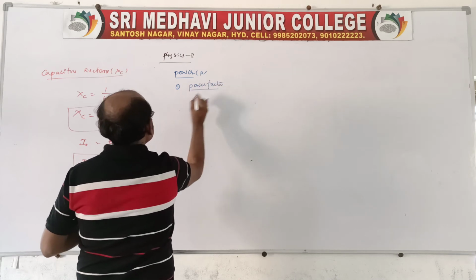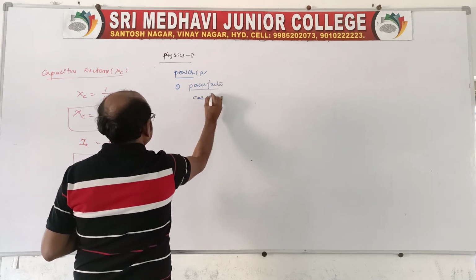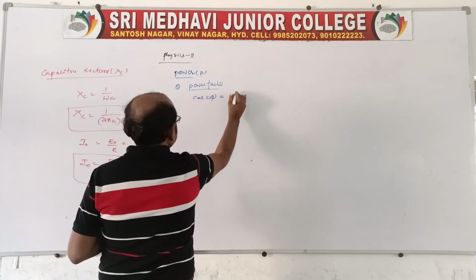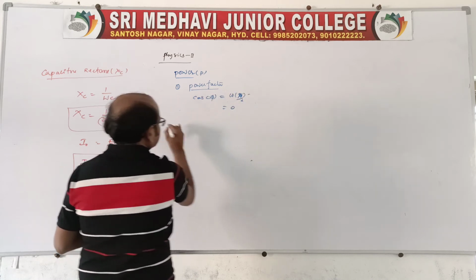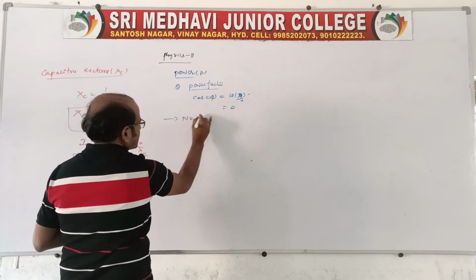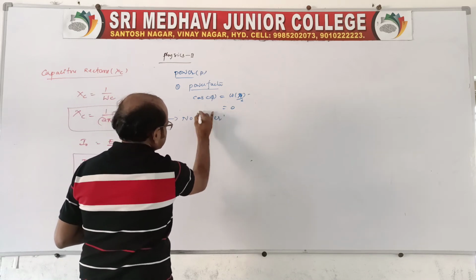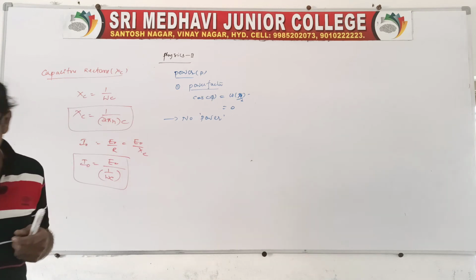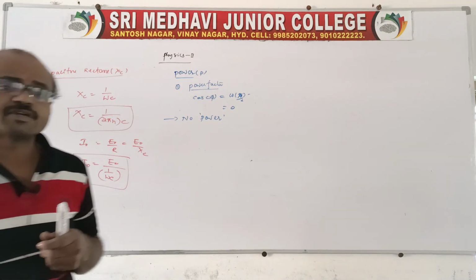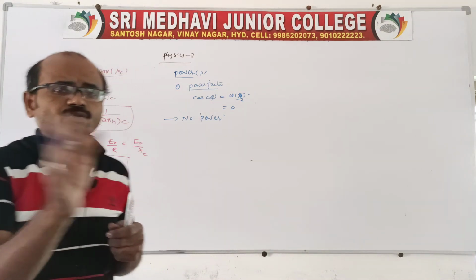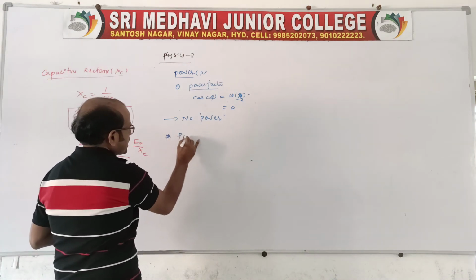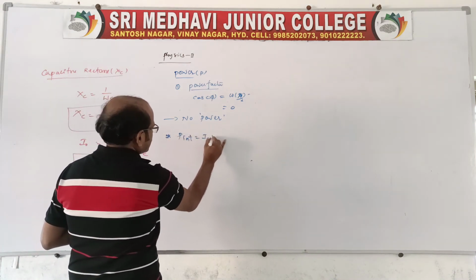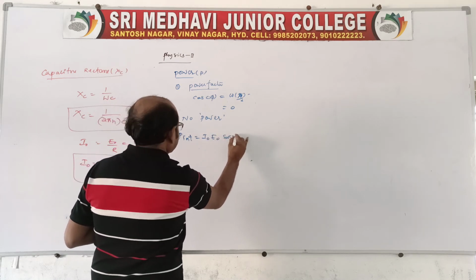That is what happens, it is cos pi, right? So cos pi is nothing but, again, here the phase angle is 90, that is pi by 2. Therefore there is no power consumption in the case of a capacitive circuit, as well as in the case of an inductive circuit there will be no power consumption.